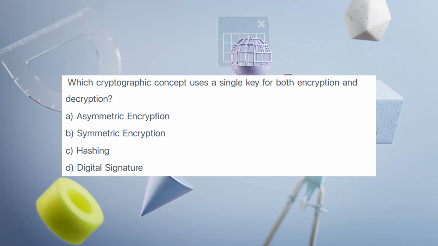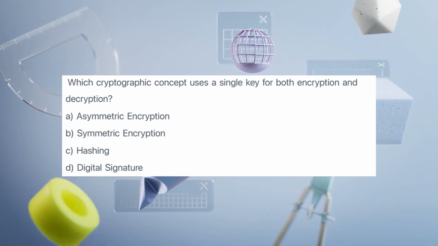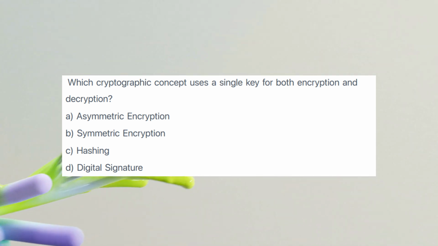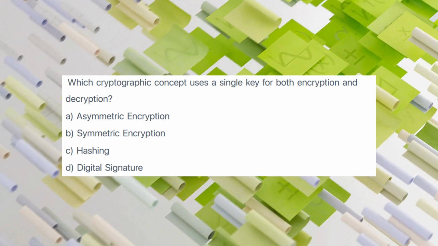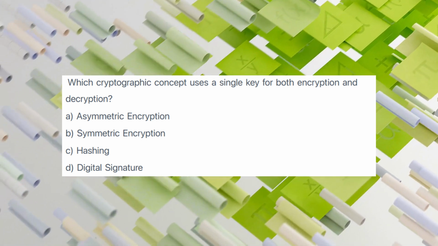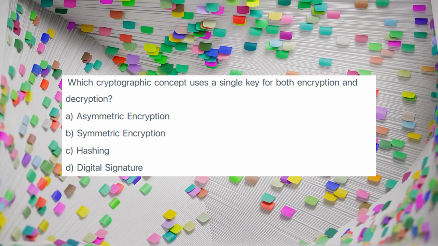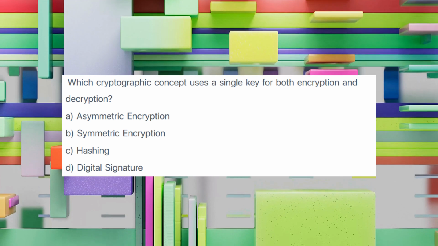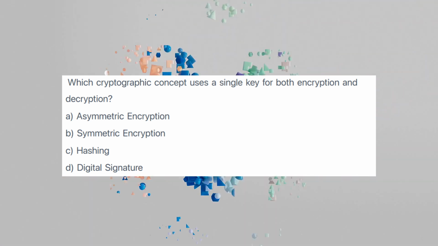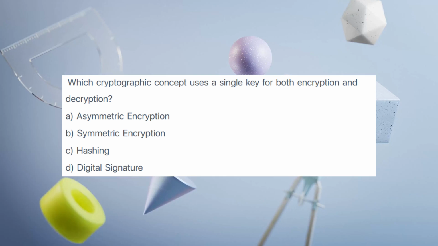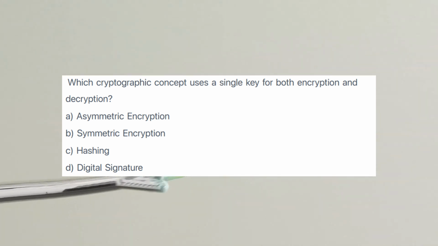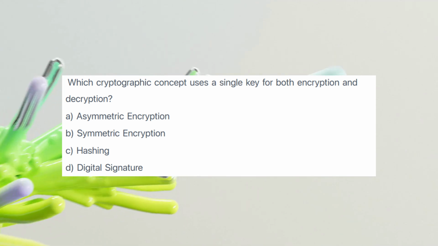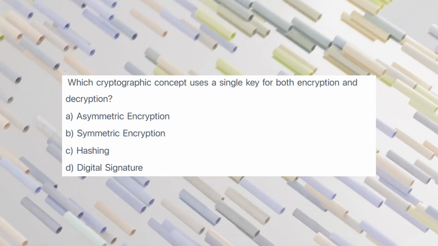The answer is B, symmetric encryption. Symmetric encryption uses the same secret key to encrypt plaintext into ciphertext and decrypt ciphertext back into plaintext. Option A, asymmetric encryption, uses a pair of keys, public and private. Option C, hashing, creates a fixed size unique value from data, one way. Option D, a digital signature, is used for integrity and authentication using asymmetric cryptography.